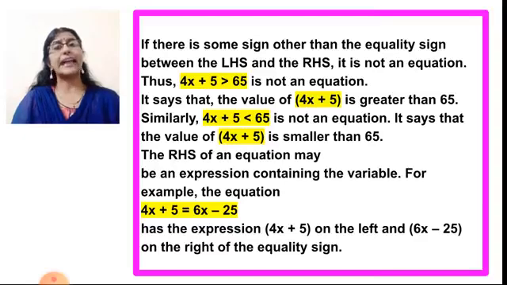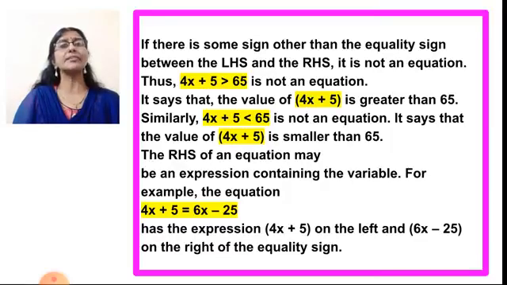It says that the value of 4x plus 5 is smaller than 65. So this tells that if you use any other sign other than the equal to sign, then it will not form an equation. Now see here, the RHS of an equation may be an expression containing the variable. So it's not necessary that on the right hand side there will be a number. There can be an expression containing the variable also.